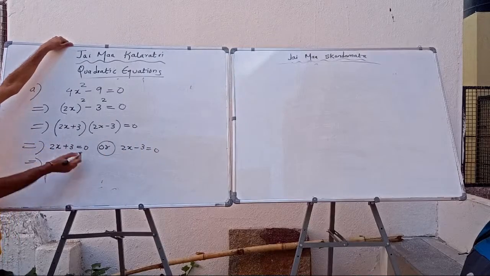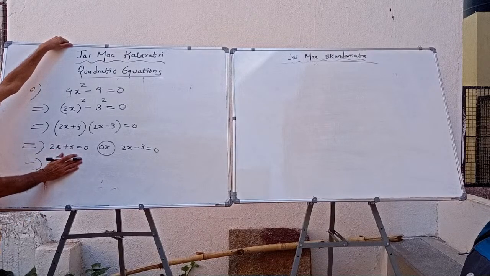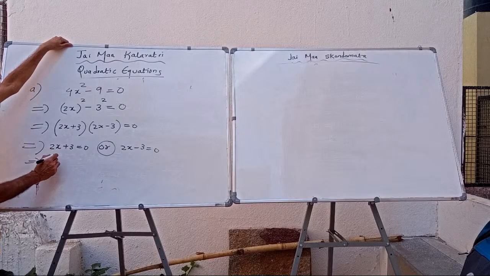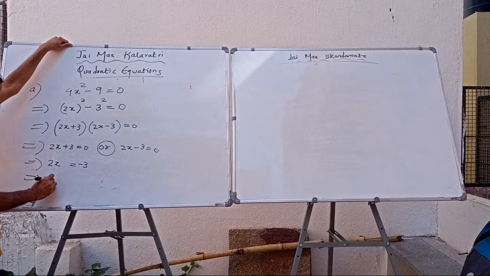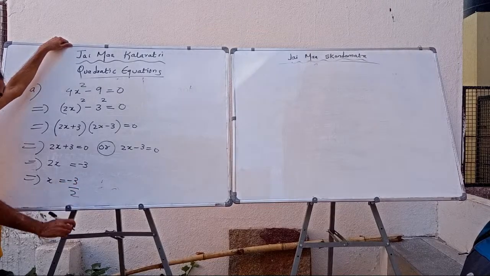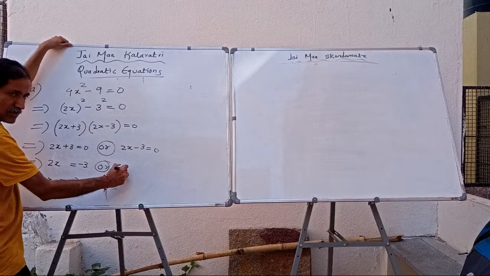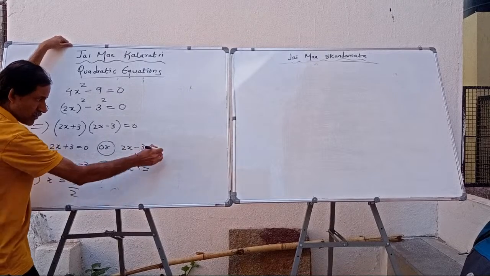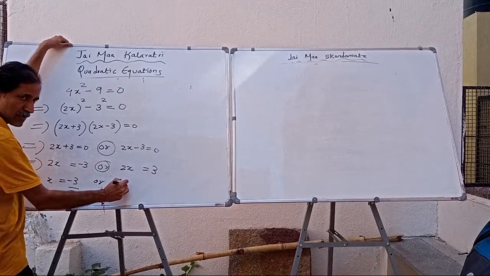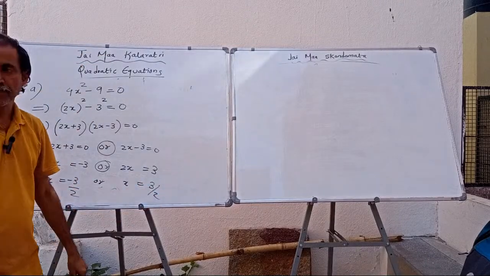So what is this? How do we solve this further? Just tell me how to solve this. Take the 3 to the other side, no? 2x is equal to minus 3, implies x is equal to minus 3 by 2. Tell me about this. How do you do this? Goes to the other side, plus 3, or... yeah, you need to solve.